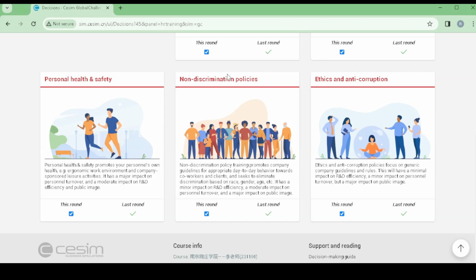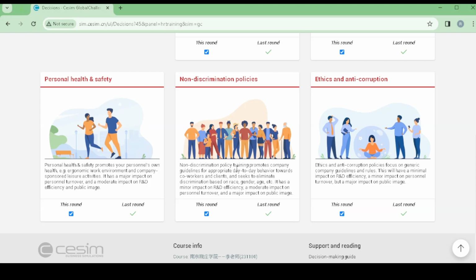Then we have the non-discrimination policies. Now we're talking about GBV, which is gender-based violence. We have the age, we have the race. So how can they promote company guidelines for appropriate day-to-day behavior towards the co-workers and the clients? And that's how we can seek to eliminate discrimination based on the race, the age, the gender. Maybe some companies don't work with ladies because of some reasons. How can we avoid that? That's now where we come in with the non-discrimination policies.